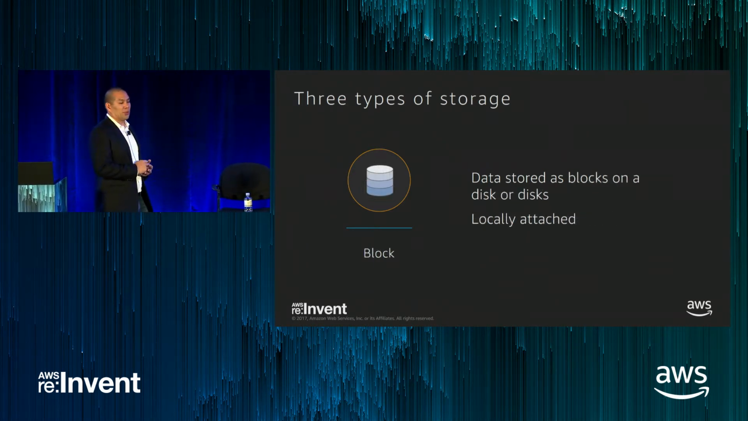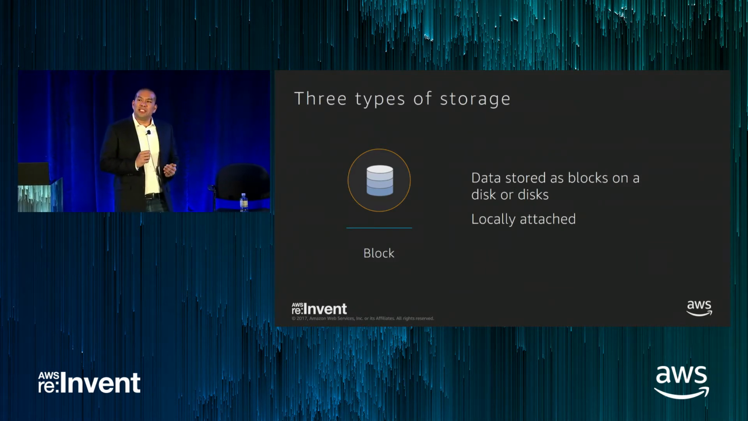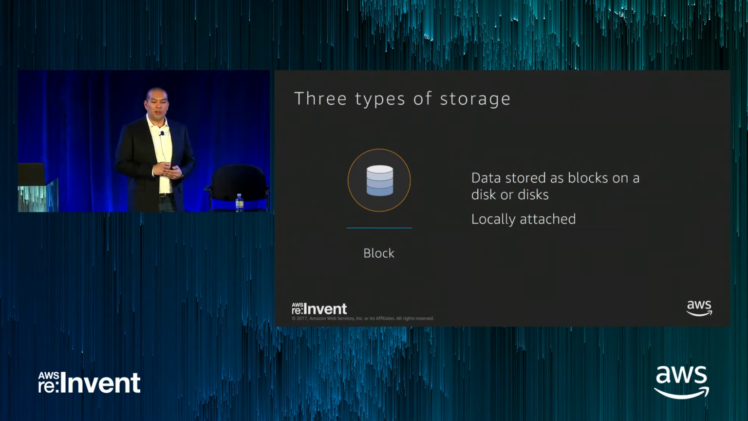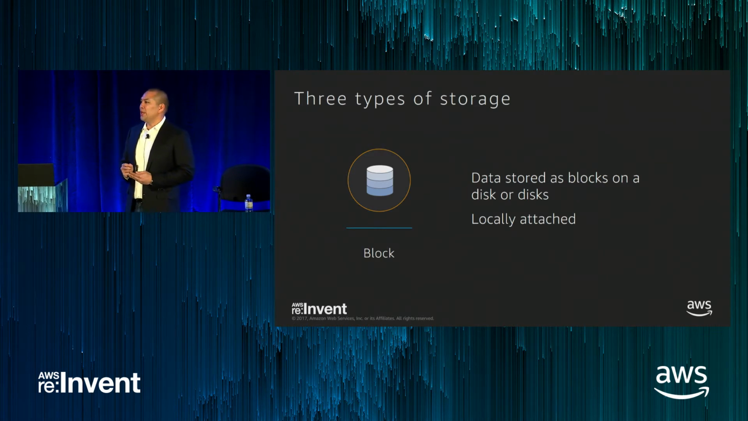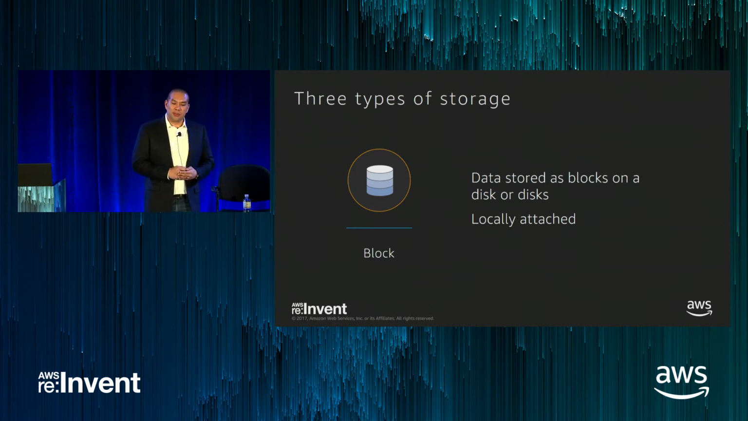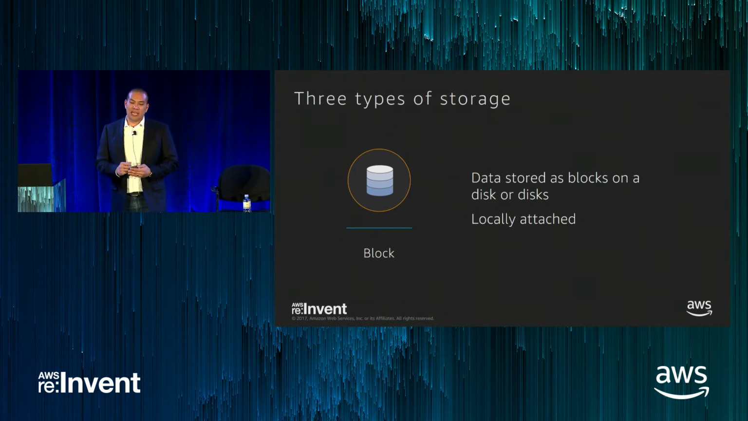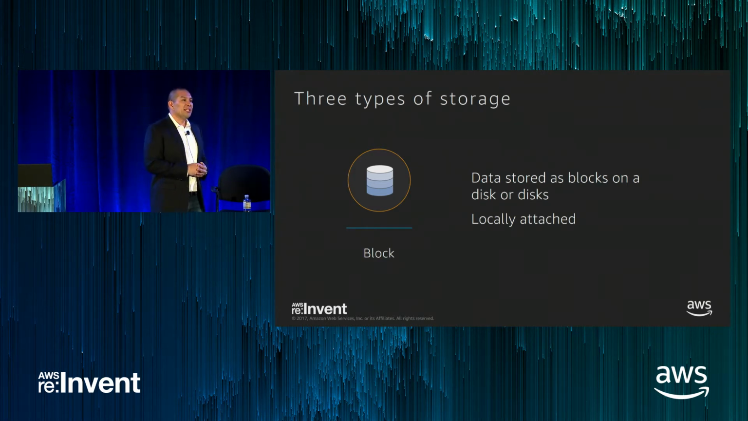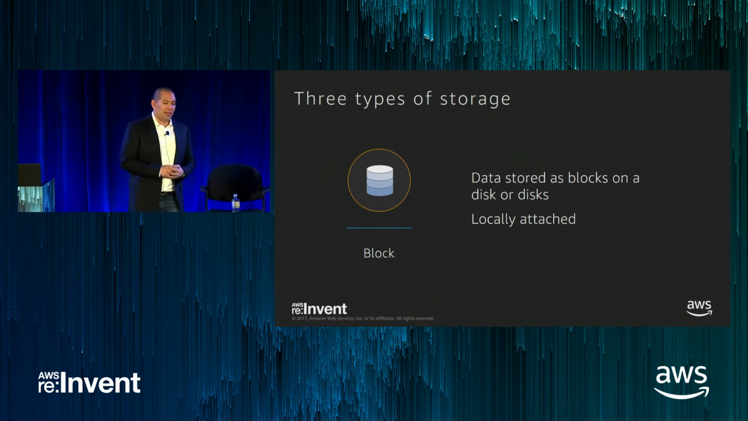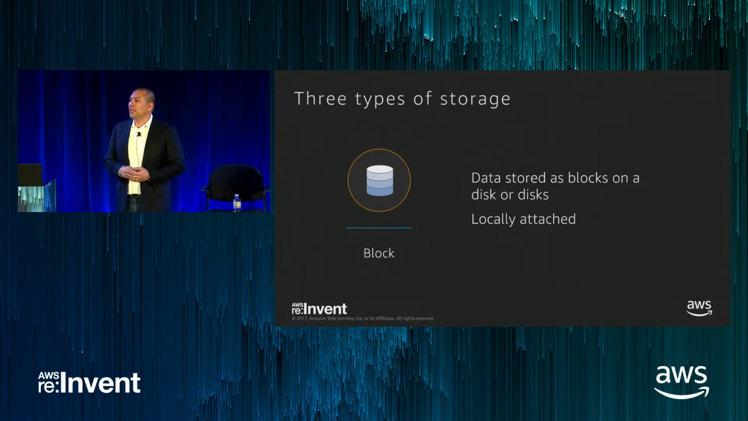Now with block storage, it's a disk or set of disks in which your data is stored in chunks called blocks. Now this disk or set of disks is attached to a single computer. And you can have your operating system work with block storage such that the operating system presents the data in a file system format while storing that raw data in blocks. And you could think of this as locally attached storage.